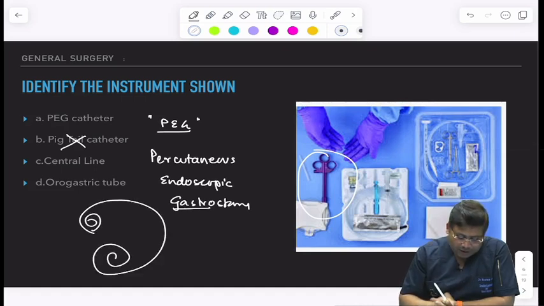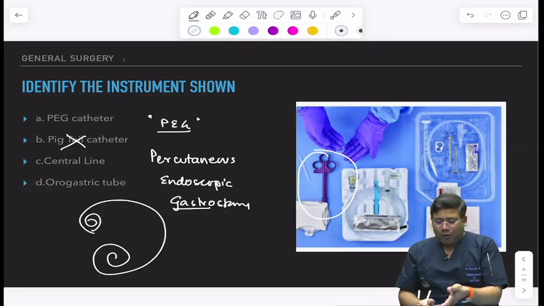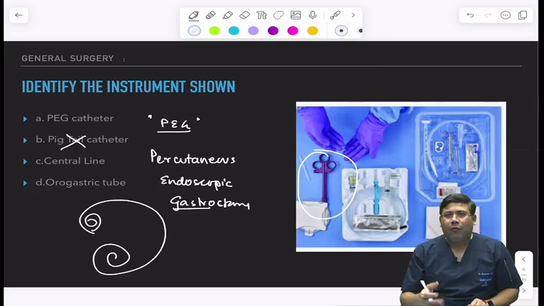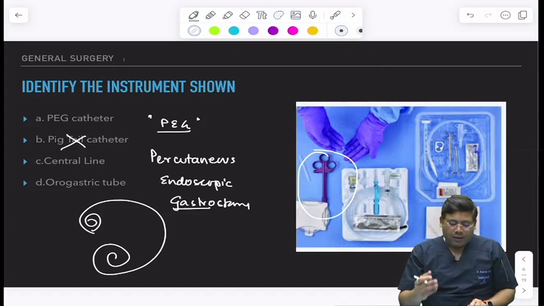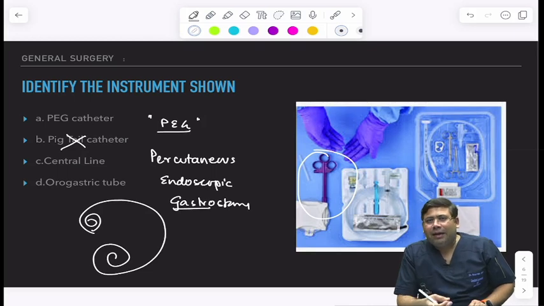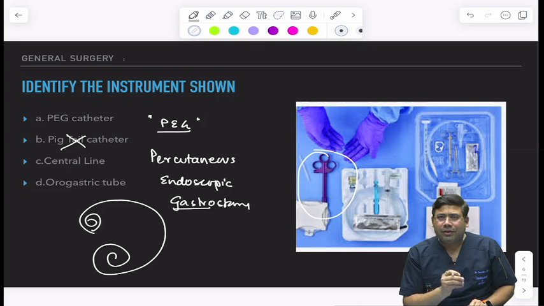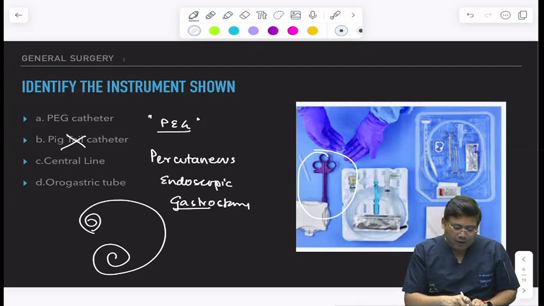So this is how the pigtail is. The moment you pull out the stellate, it curves into a pigtail. This is not a central line. And of course, it's not a gastric tube. What is the indication? Yes, it is indicated when you have to start supplemental nutrition. This is the simplest thing that you can understand.